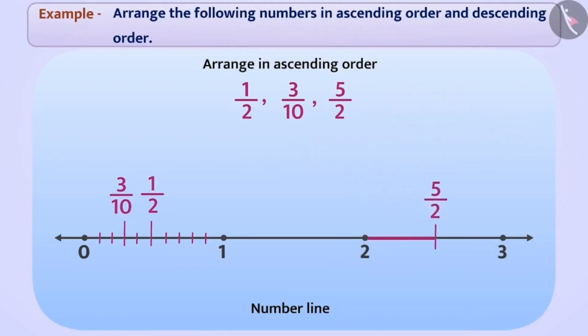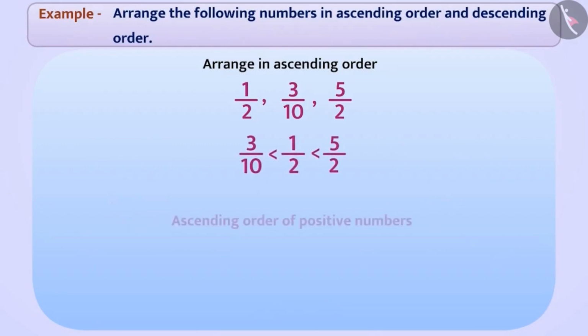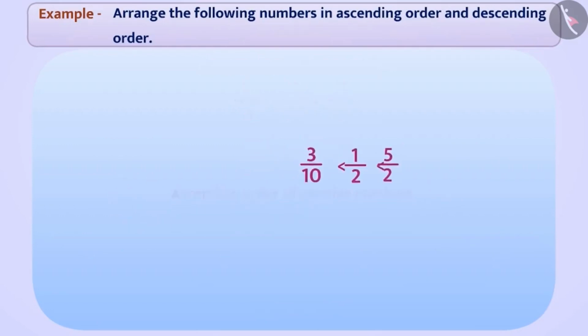Now, by looking at the position of the three numbers, what do you understand? You're right. Here, 5 by 2 is towards the extreme right. Therefore, it is a greater number than 1 by 2 and 3 by 10. However, 3 by 10 is towards the extreme left. Therefore, it is a smaller number than 1 by 2 and 5 by 2. Now, by arranging these numbers from smaller to greater, we will get the ascending order.